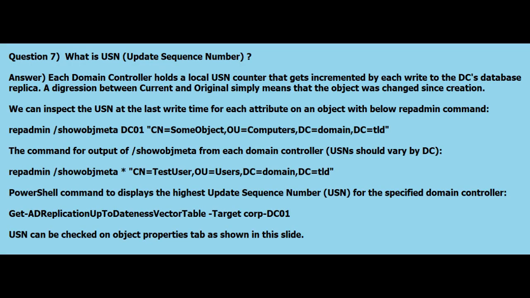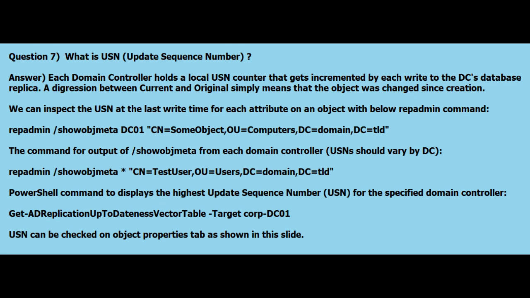What is USN, update sequence number? Answer. Each domain controller holds a local USN counter that gets incremented by each write to the DC's database replica. A difference between current and original simply means that the object was changed since creation.